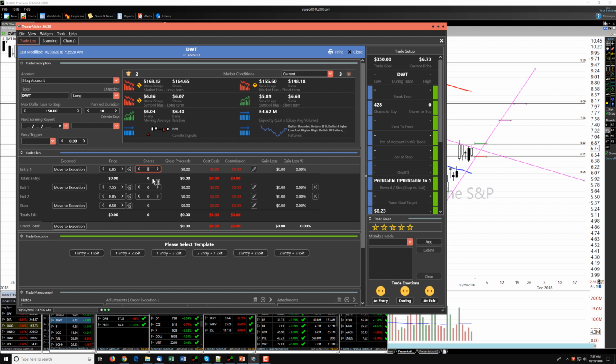It says we can do 428 shares. Let's just look at 400. It's probably still too big. No, that'll work. 400 shares. If we sell half at that first target, we would get exactly 2-to-1. And so by squeezing these things a little bit tighter, we got our 2-to-1.